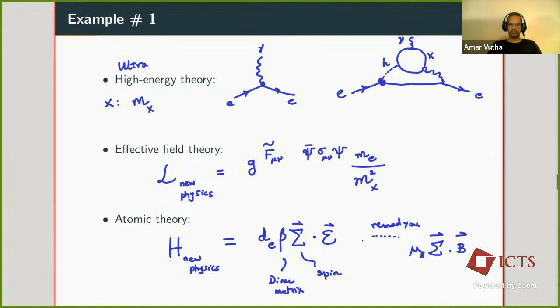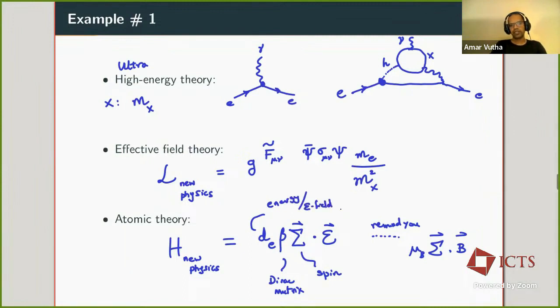You sort of see at least the steps in this journey. This new parameter, which your atomic theory friend introduced by staring at this effective field theory Lagrangian, is now a quantity with the dimensions of energy per unit length. Because remember, this entire thing is a Hamiltonian. Beta is a dimensionless matrix. Sigma is a dimensionless spin operator. There's an electric field here, and then this whole thing is an energy. So d_E has units of energy per electric field.